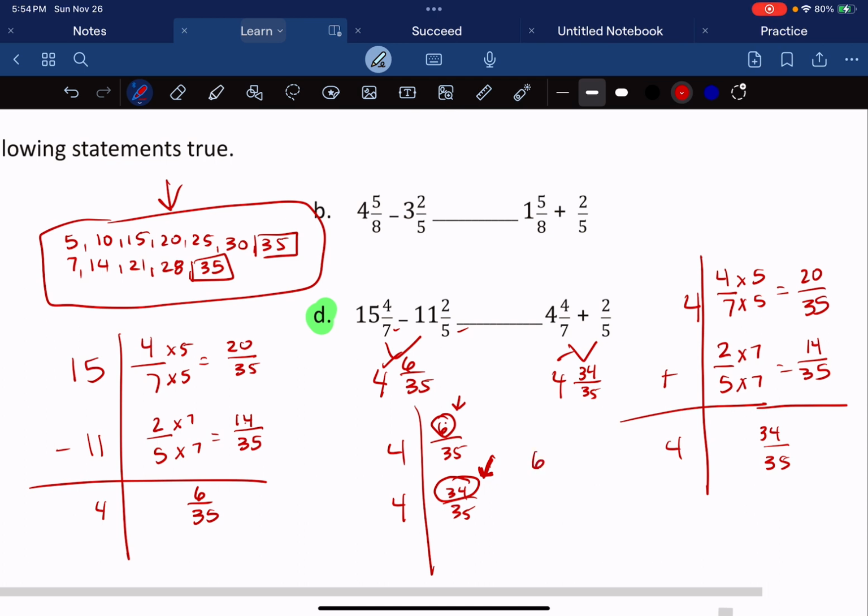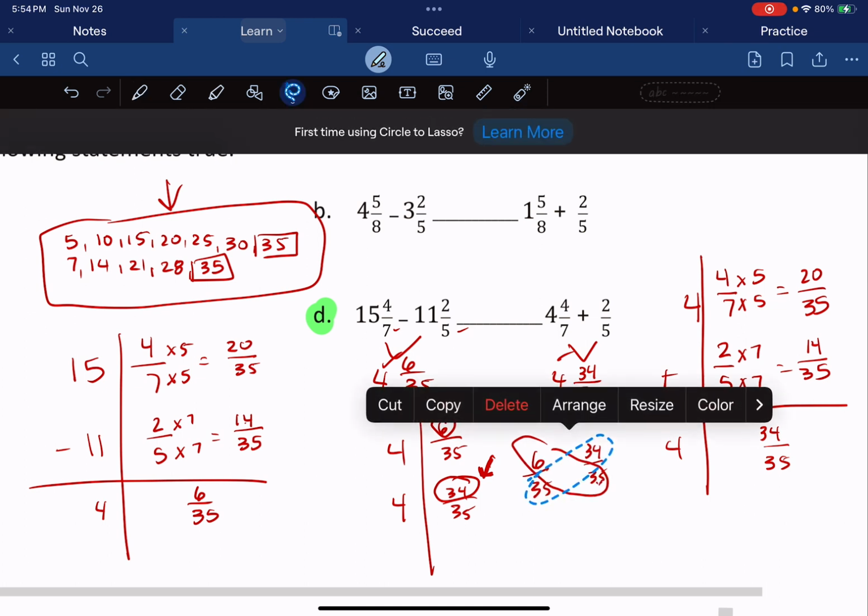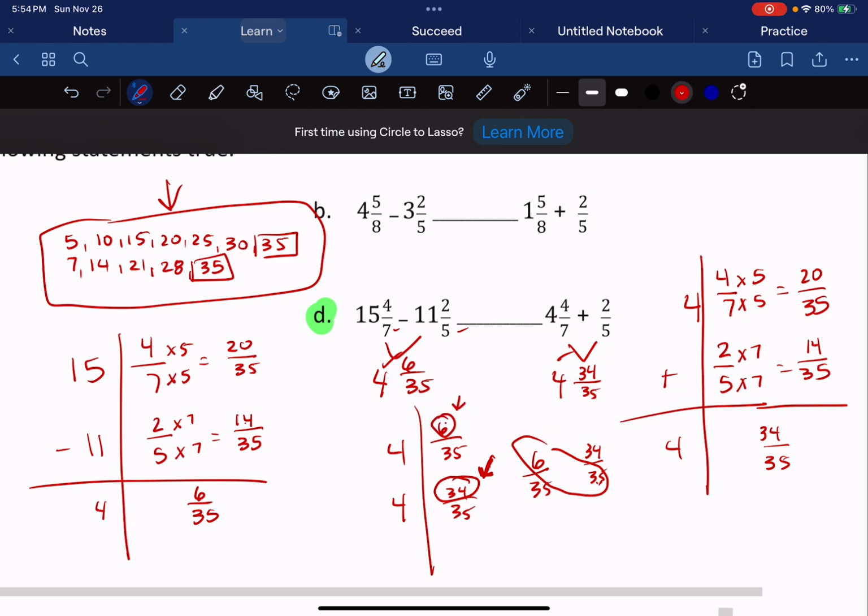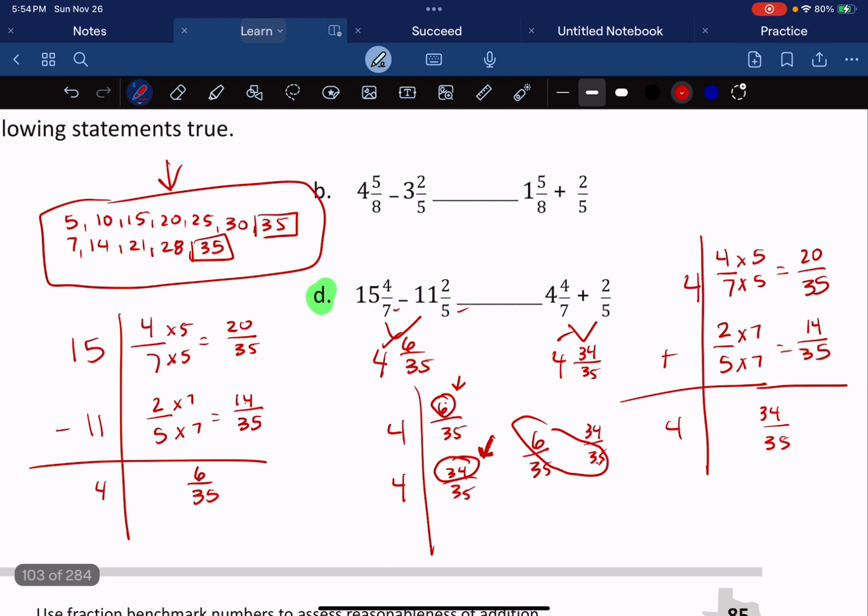Or you can compare them using the butterfly method, and you can go and multiply and see which sides are going to be bigger. But you should be able to recognize 35 times 6 is going to be less than 35 times 34. So it tells me that the 34 over 35 is bigger. So make sure you make that sign eat the biggest one.